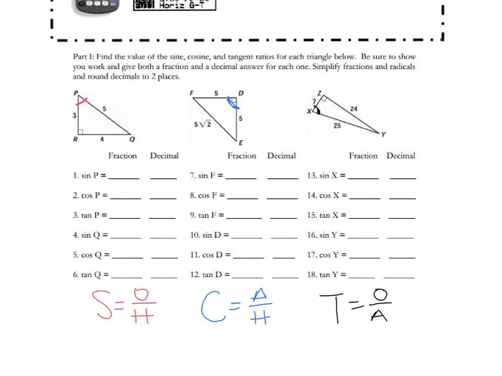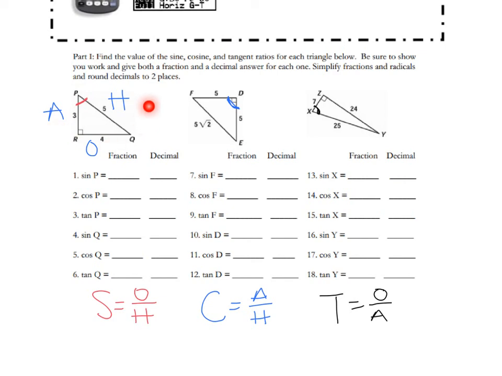So you do, like I said, need a calculator here. Make sure you're in degree mode already. So we're going to do 1, 2, and 3 together, 10, 11, 12, and then 13, 14, 15 together. And you all will be responsible for doing the others.